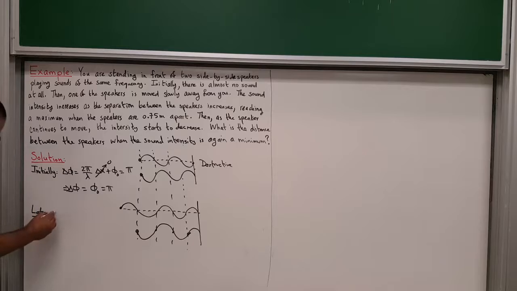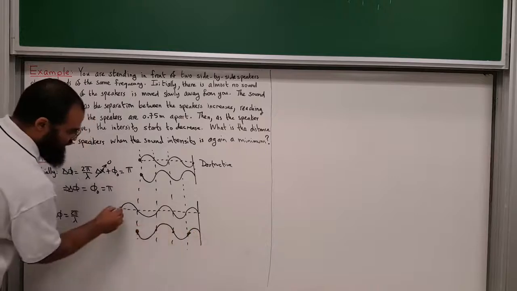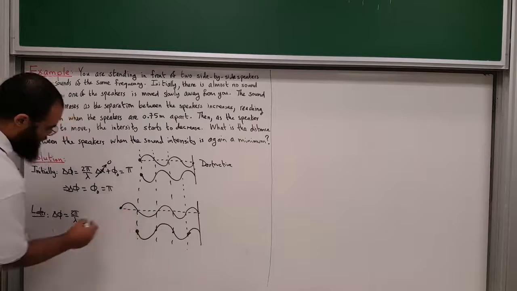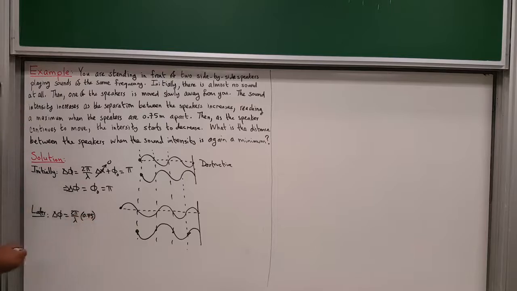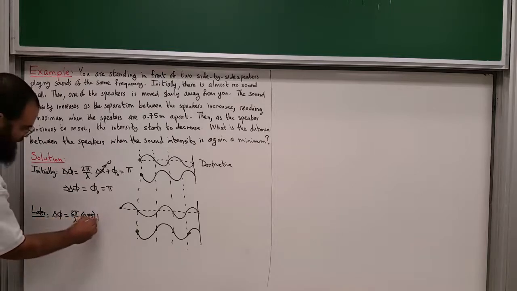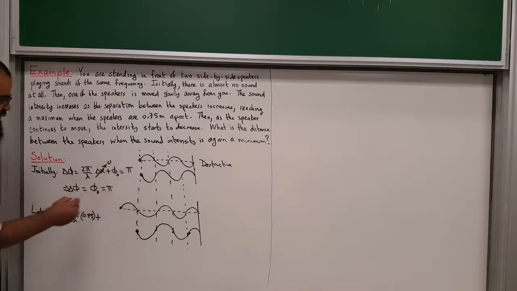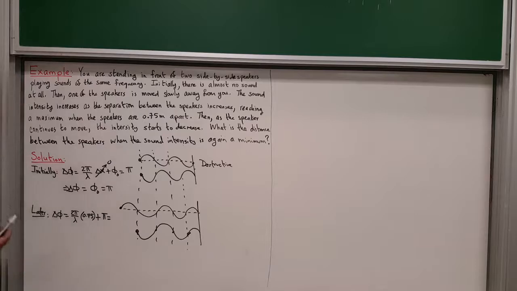Let's see. It's constructive now, so you got delta phi will equal to 2 pi over lambda times delta x. What's the difference now? Delta x. For this one, it's this distance. For this one, it's this distance. So it's this distance, which is equal to this one, plus the additional one. So delta x is 0.75. So 2 pi over lambda times 0.75, plus phi. Earlier it was 0 because they started at the same point. Phi, we just figured it was pi. And now it's constructive interference.